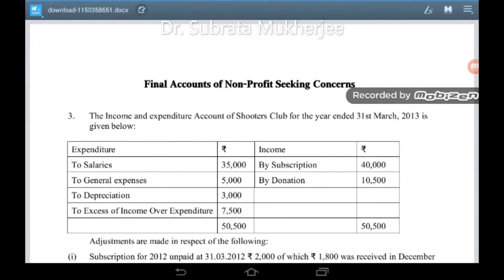Income and expenditure account of Shooter Club for the year ended 31st March 2013 is given below. On the expenditure side: to salaries 35,000, to general expenses 5,000, to depreciation 3,000, to excess of income over expenditure 7,500. On the income side: by subscription 40,000, by donation 10,500. Both side total 50,500.